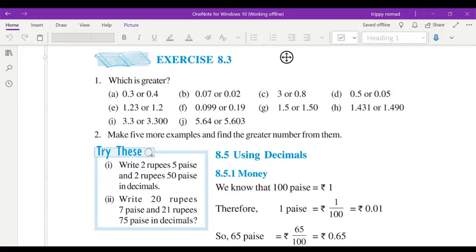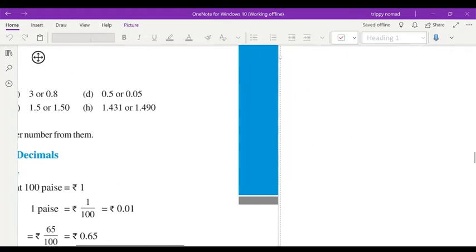Today we are going to start exercise 8.3 and the first question: which is greater, 0.3 or 0.4? Obviously the number which comes on the right hand side on the number line will be greater. You already learnt this in junior classes. Okay, I am going to show you here.